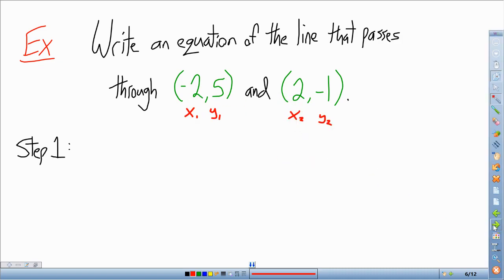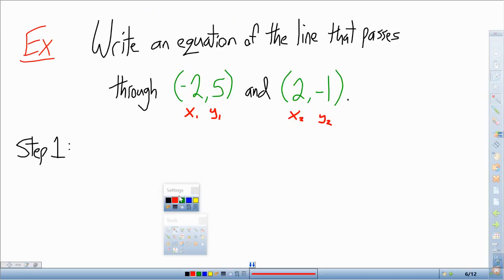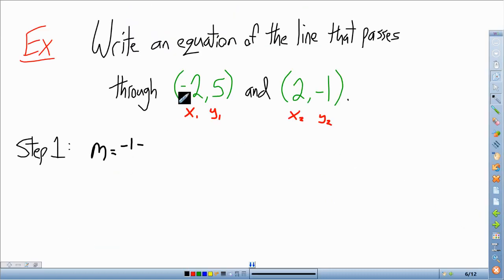Okay, now we can plug those into our formula here. So y2 minus y1 on the top. Let's start with that. y2 is a negative 1. So I'm going to say slope equals negative 1 minus y1, which on this is a 5. Okay, down on the bottom, same idea with my x's. x2 minus x1, x2 is a 2, minus x1, which is a negative 2, so minus negative 2. Be careful, it's easy to forget that second negative there and just go, oh, 2 minus 2.